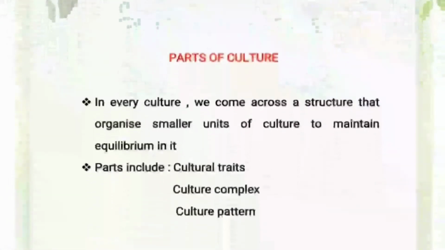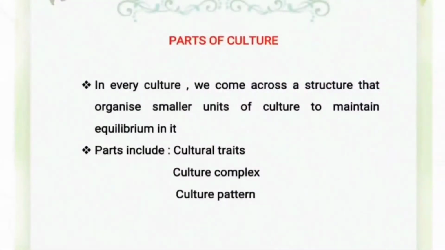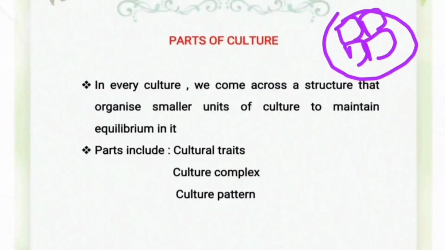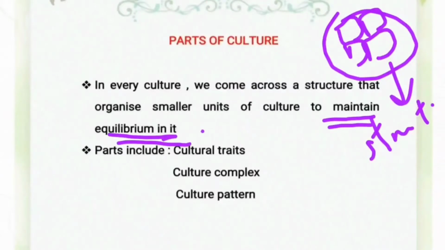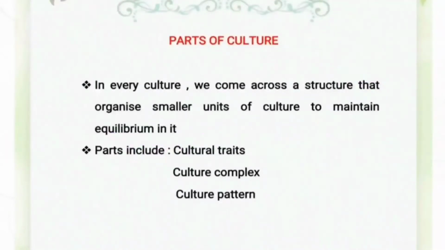Moving forward to the parts of culture. Now we say that in every culture we come across a structure, and that structure is simply to organize the smaller units within a society. When we organize these smaller units, they form a structure. Now, why have we maintained that structure? There has to be some need, so as to maintain equilibrium. So this equilibrium is maintained and the culture has been divided into a number of parts: the cultural traits, culture complex, and culture pattern. Now we will discuss them one by one.